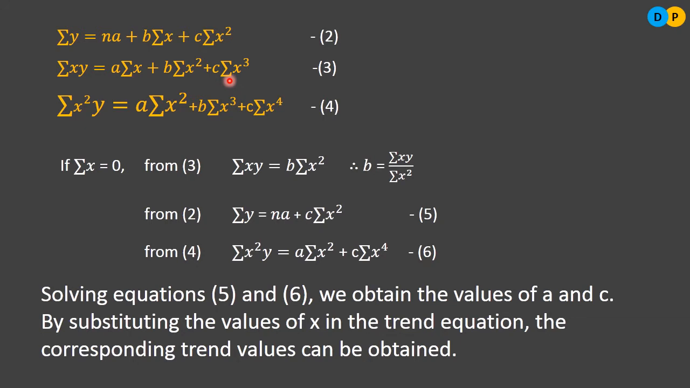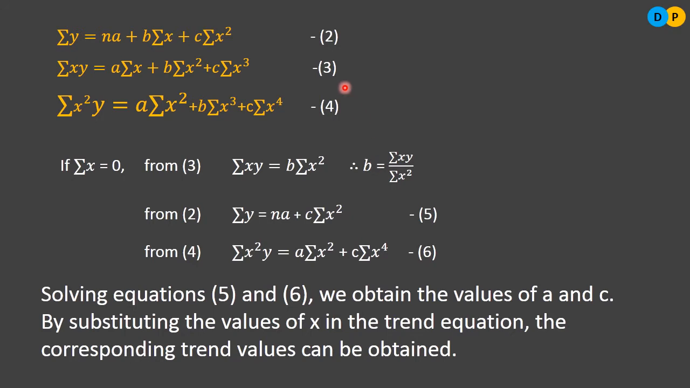So we are left with summation xy is equivalent to b summation x to the power 2. By solving further, we can get the value for the constant b. So b is equivalent to summation xy divided by summation x square. So out of three constants, we were able to find the value for one constant, that is b. This is how you are going to work for the constant b.